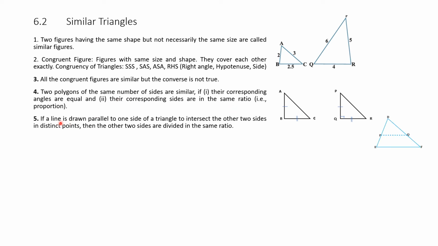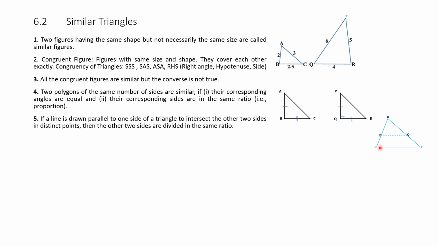Condition number 5. If a line is drawn parallel to one side of a triangle to intersect the other two sides in distinct points, then the other two sides are divided in the same ratio. Please see in the figure, triangle DEF on the right hand side. A line PQ is drawn parallel to EF, so that it intersects the other two sides.